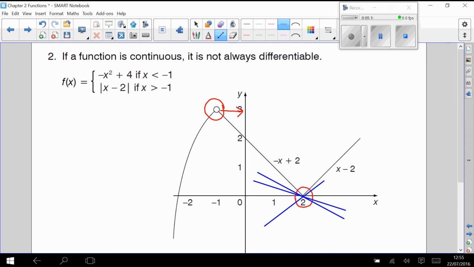So if there is a hole, or a jump, or a cusp, I will not have differentiability in a graph.